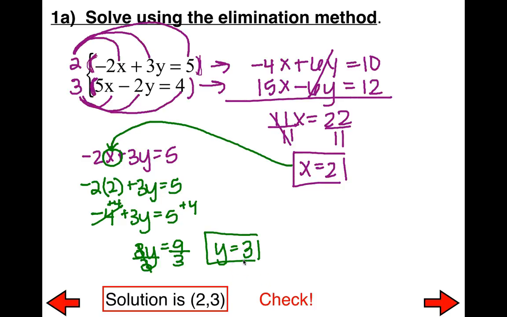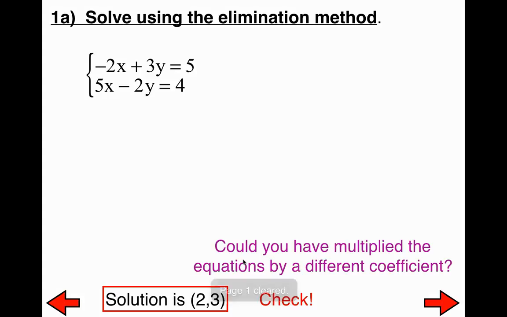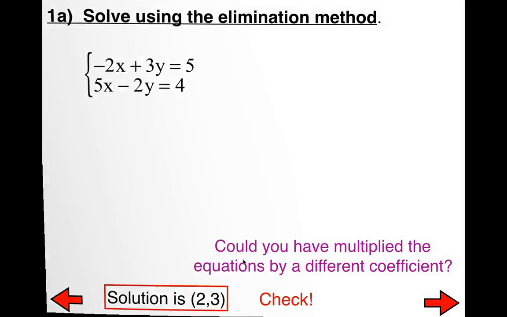Okay, so now what I want you to understand is that was one option. There's another option. Instead of eliminating the x's, instead of eliminating the y's, I had a different option. I could have, if I wanted to, eliminated the x's. So let's check. If we eliminate the x's instead, would we still get the solution of (2, 3)?